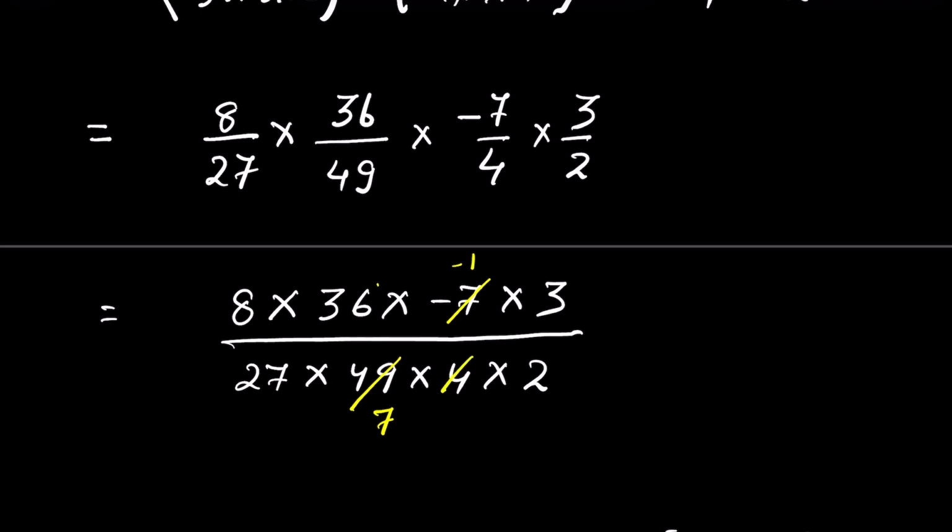4 times 9 is 36, 2 times 4 is 8, and 3 times 9 is 27, and this 9 and this 9 will be cancelled. So the answer will be 4 multiplied by minus 1, minus 4 upon 7. So this is your answer.